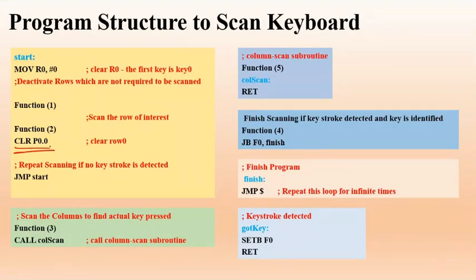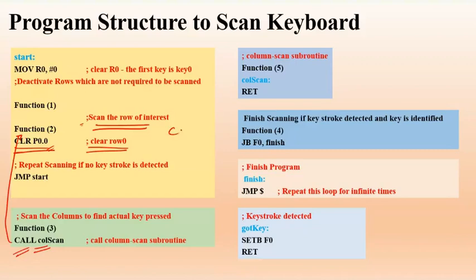Then from here I will go to the columns. So first this part is scanning the row. Which row are you scanning here? Row 0. After row 0, you will jump to scan the column. For that, you will write a second subroutine here. If after scanning the column you don't get any keystrokes, then what you will do is go back and activate the next row.